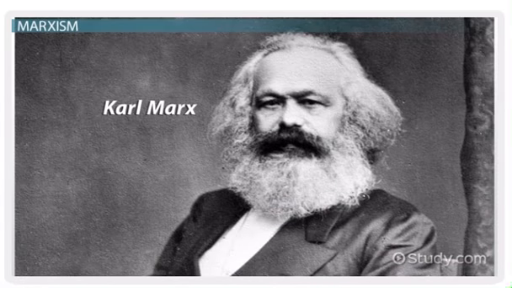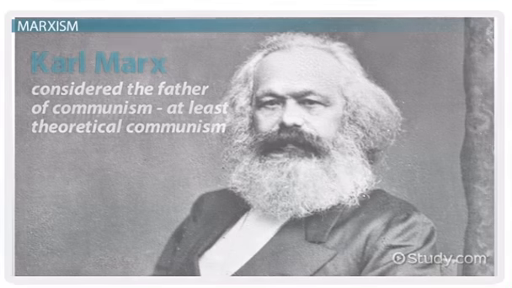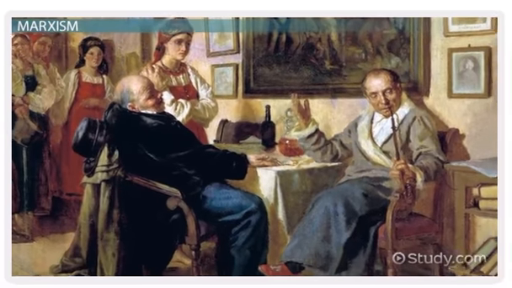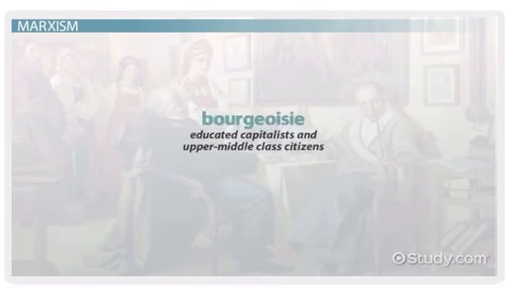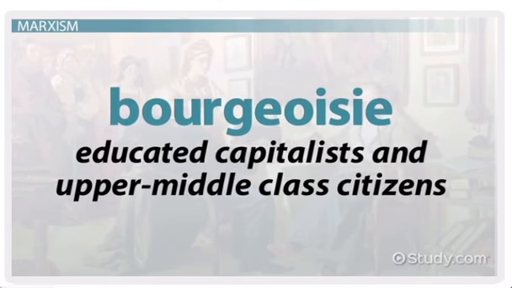The ideas of Karl Marx were extremely influential among the Russian lower class. Karl Marx is considered the father of communism, at least theoretical communism. His Communist Manifesto, written with Friedrich Engels and published in 1848, laid out the intellectual framework for communism. According to Marxist theory, those who owned the means of production, or the factories and stores, and had access to power and wealth, belonged to a social class called the bourgeoisie. The bourgeoisie were essentially educated capitalists and upper-middle-class citizens.